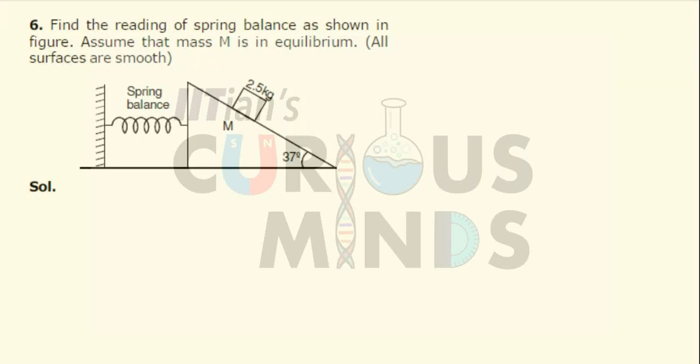Find the reading of the spring balance as shown in the figure. Assume the mass is in equilibrium. Now mass m is in equilibrium, it makes this sum very easy. Now mg will be in the downward direction. There will be a normal force in the upward direction. Let this normal force be n1.